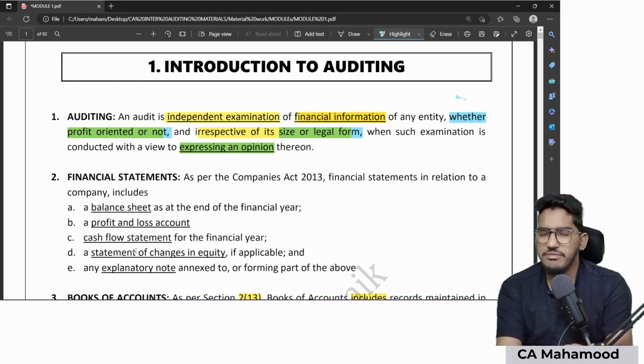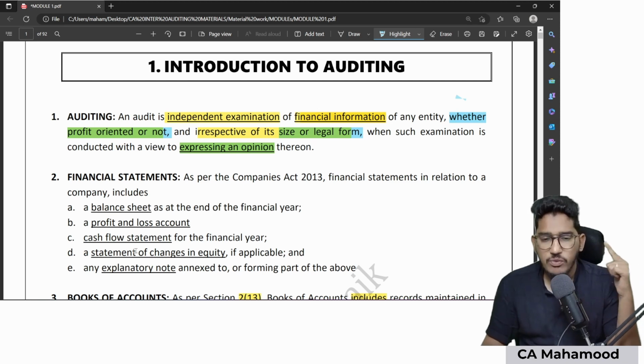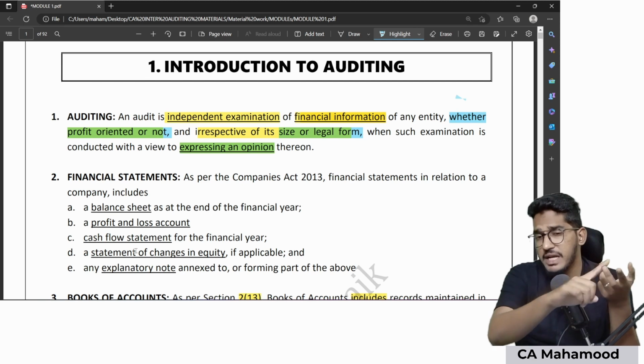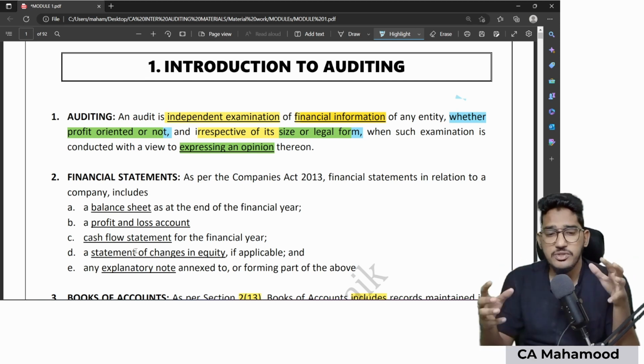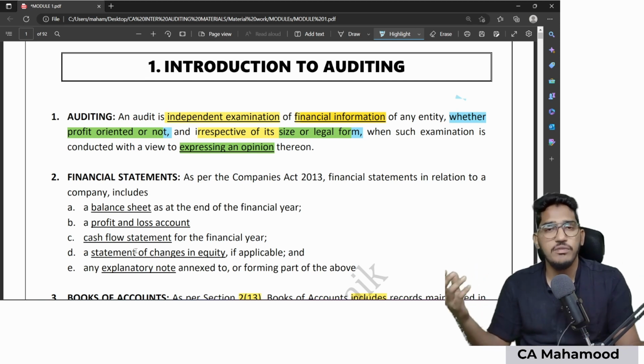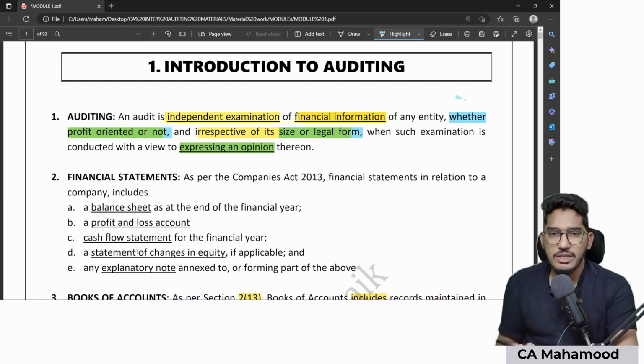So as a part of this definition, we have covered various aspects. We understood what is independent examination, we revised what is financial information, and as a part of financial information, we revised the financial statements and books of accounts. We understood what is the size of the entity, what is the legal form of the entity, and what is the meaning of expression of an opinion. Clear?